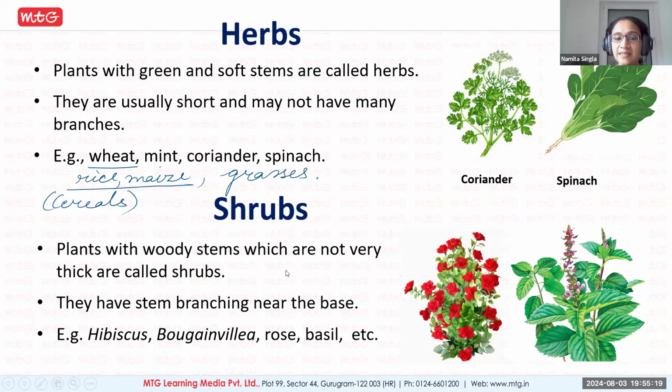Shrubs, these plants have a woody stem, but they are not very thick. So they have brown and woody stem. The stem branching arises near the base only. From very near the base of the plant, stem branching arises. Then examples are hibiscus, bougainvillea, rose, tulsi, and jasmine is the example. Lemon is also the example of a shrub.